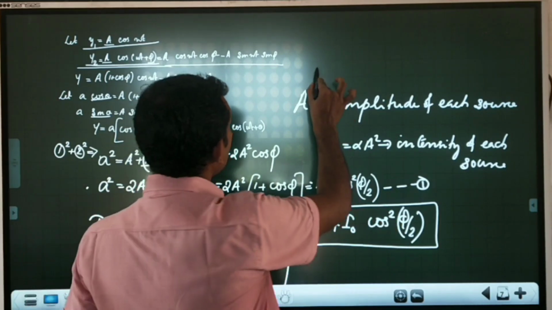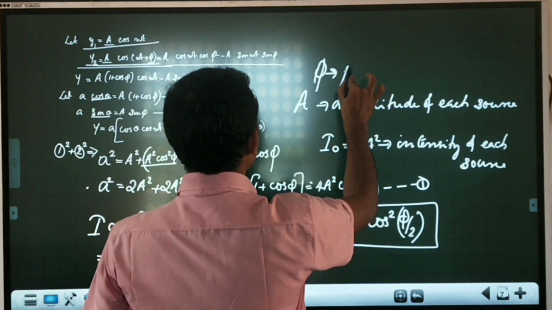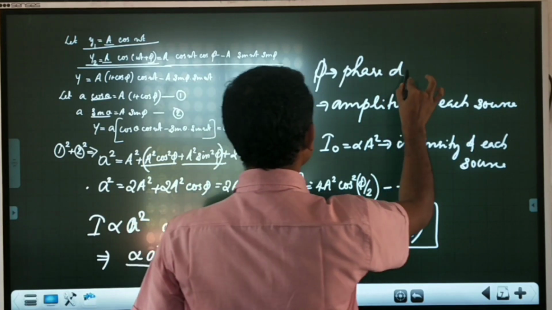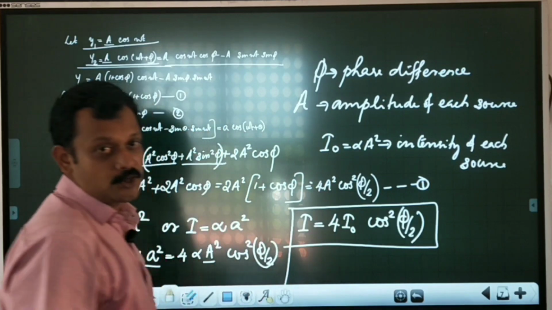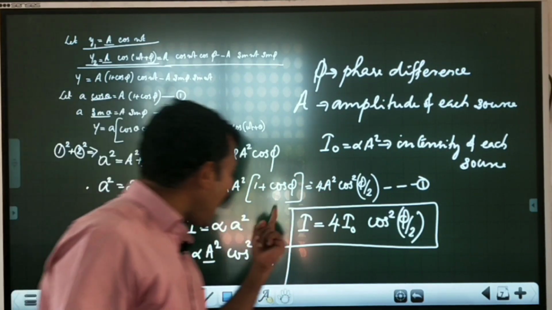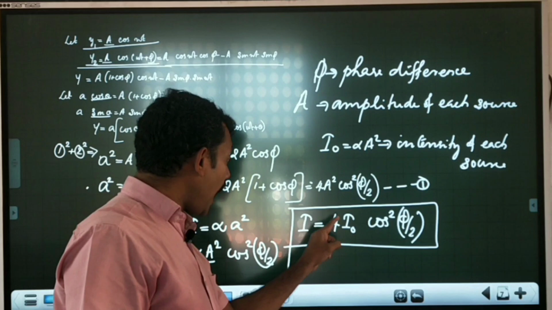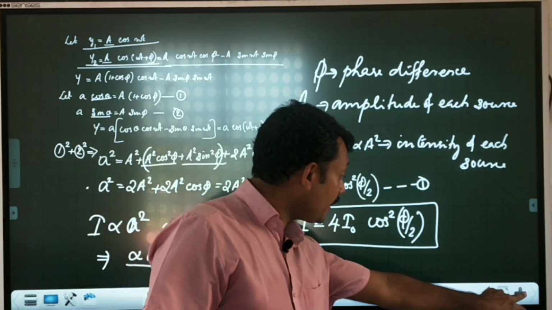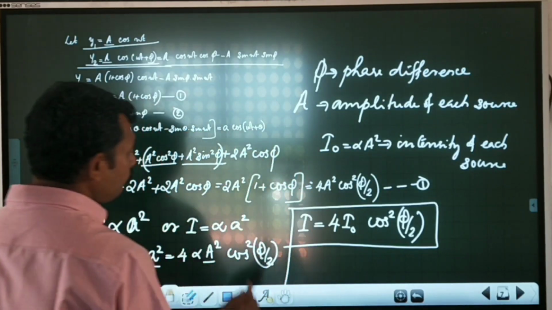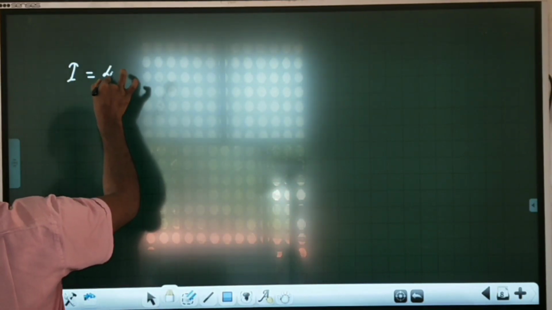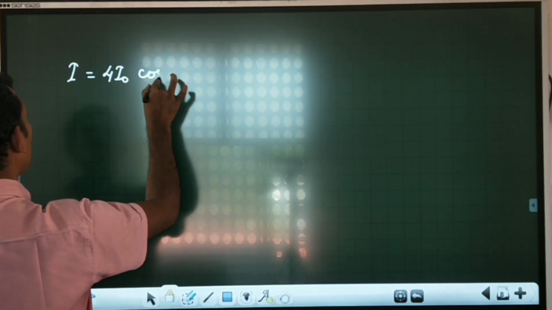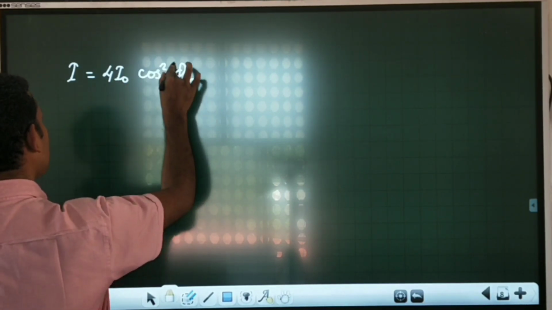Phi, what is phi? Phi is the phase difference between the two superposing waves. So I am getting I is equal to 4I0 cos square phi divided by 2. That's the result, and I am writing it once more: 4I0 cos square phi divided by 2.